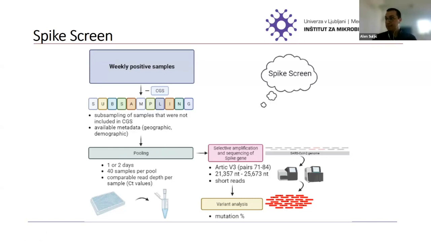So short sequencing libraries were then prepared according to the ARTIC protocol, with one exception: we selected and amplified just the spike gene portion of the SARS-CoV-2 genome, and we managed that by using a distinct portion of the ARTIC primers. The sequencing data was then analyzed for the mutation frequencies using variant analysis.